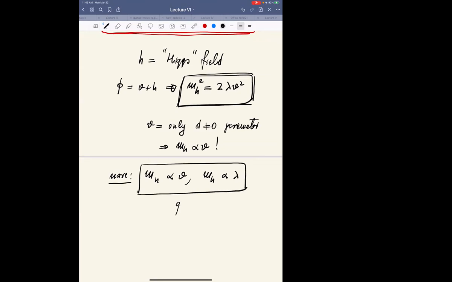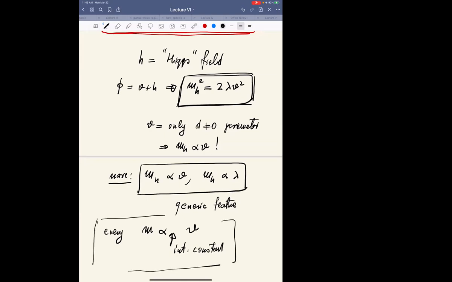This will be a generic feature for every elementary particle we will see. Every particle mass, whether it's an electron or any other elementary particle, every mass will be proportional to V and the interaction constant. We are capturing it here. In this simple example, of course, it's trivial. There is just one particle, so you're saying this is trivial. However, I want you to be ready. This will happen in a beautiful manner for every particle.